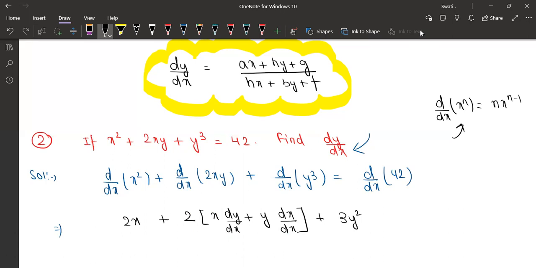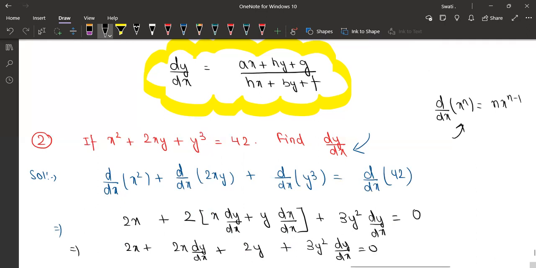So 3y square, and then the derivative of y with respect to x will be dy/dx. And the derivative of this constant is 0, right? Now this will become 2x dy/dx plus 2y, and then dx is of course 1, so we can just write down 2y only, plus 3y square dy/dx. So now it looks very simple.